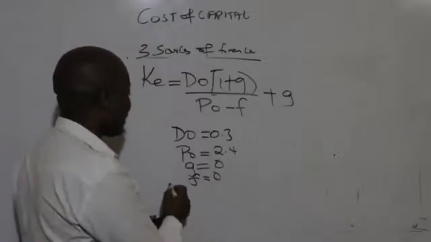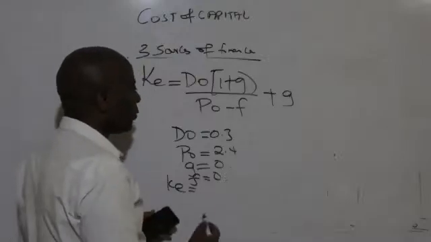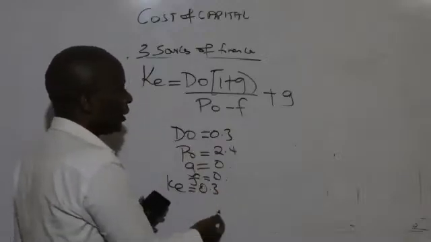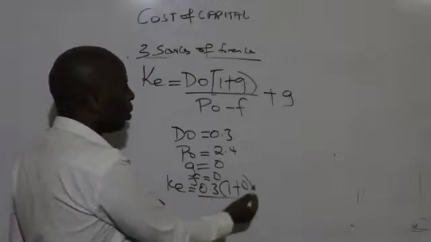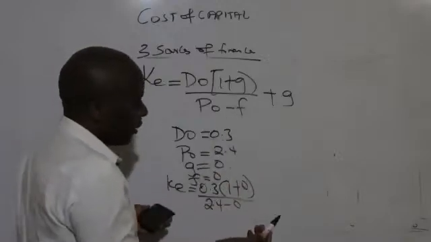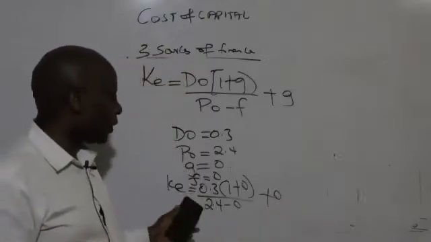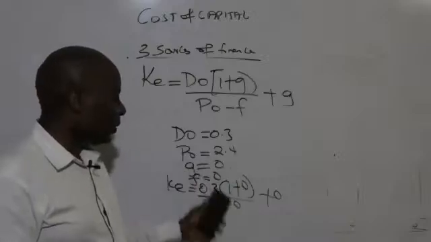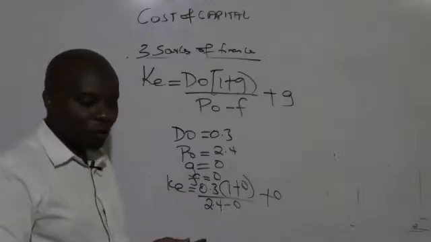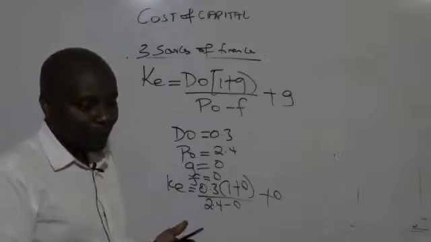So they want us to give them the cost of what here? The cost of equity. So the cost of equity will be equal to D0 times (1 plus g) over P0, minus flotation cost, plus the growth rate. That is 0.3 into (1 plus 0, since g is 0), all over P0, which happens to be 2.4, minus nothing for flotation, plus the growth rate, which at the end of the day is 0. So here you have to move slowly: get the numerator and denominator, divide, and whatever you get plus 0 will be the cost of equity. Please give me an answer. What is the cost of equity?